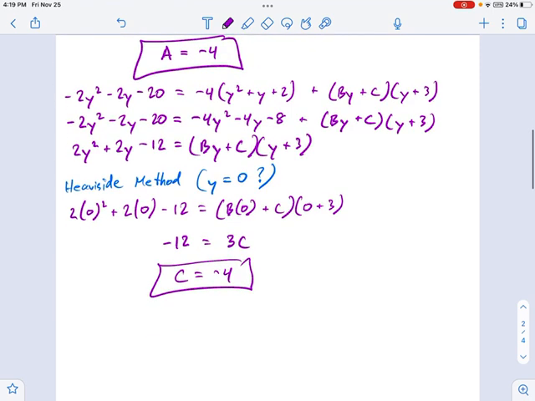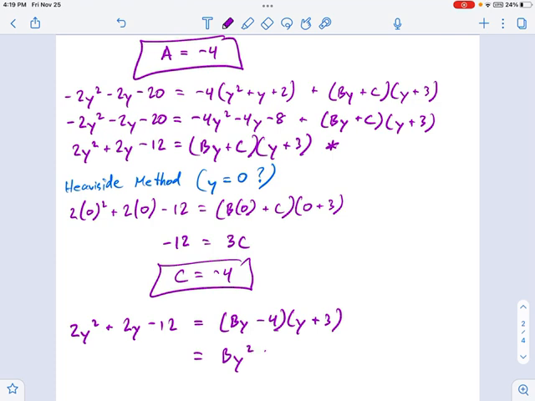So let's go ahead and plug c back into that original equation we had. I'm going to pick this guy right here before I did the Heaviside stuff. We're going to get 2y squared plus 2y minus 12 equals by minus 4 now times y plus 3. And let's go ahead and FOIL this out, or do the multiplicative distribution. This is going to be by squared, and let's see, plus 3by minus 4y minus 12.